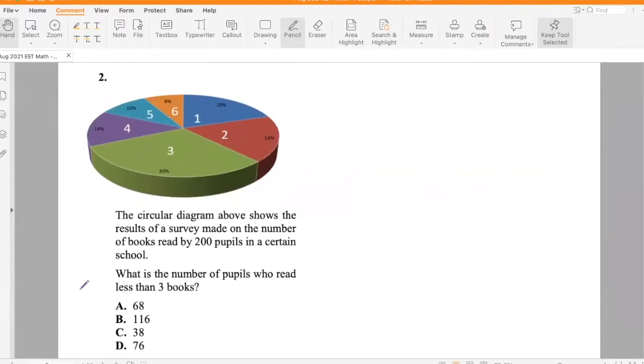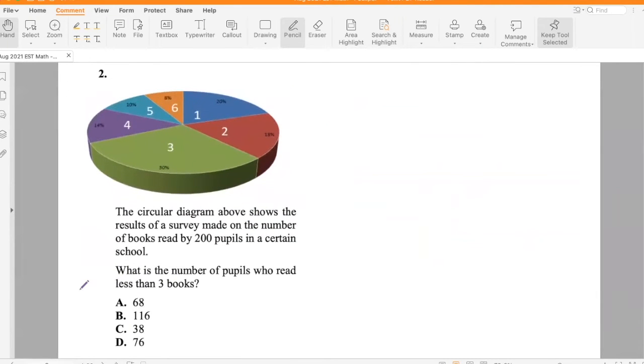Okay, question 2. The circular diagram above shows the results of a survey made on the number of books read by 200 pupils in a certain school. What is the number of pupils who read less than 3 books? So less than 3 books would be two books or 1 book, right? That's less than 3 books.